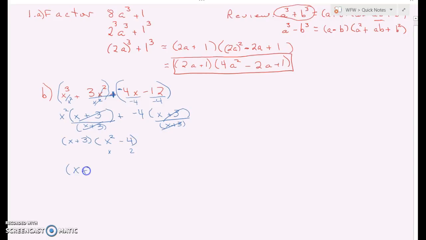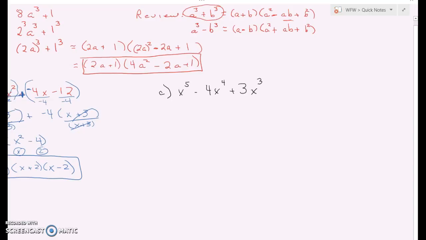So let's go ahead and write our first binomial, x plus 2. Now, we're going to take these roots, and because it's a difference of squares, x squared minus 2 squared, we're going to add the roots, and then we're going to subtract the roots. And now we have factored this as far as we can, and here is your final answer.